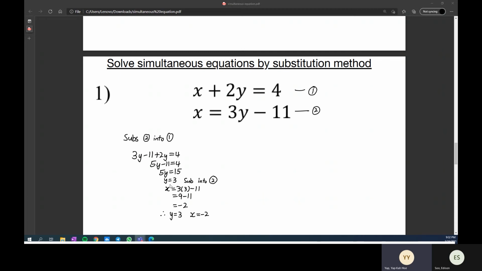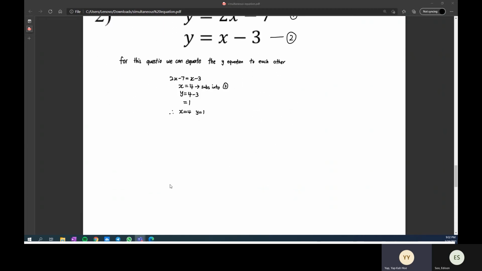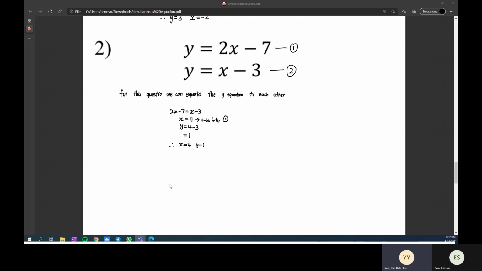Then we'll look at the second example. The first equation is y equals 2x minus 7, and the second equation is y equals x minus 3. For this question, it's quite easy to do. Why? Because we have y as the subject. So we can equate the y together, which is 2x minus 7 equals x minus 3. And then we will get x equals 4 and sub it into either the first equation or the second equation. For me, I will sub it into equation 2, and I will get y equals 1. Therefore, x is equal to 4 and y is equal to 1.